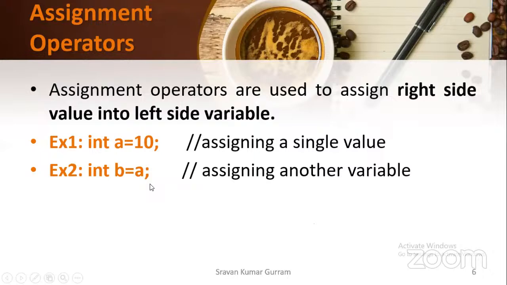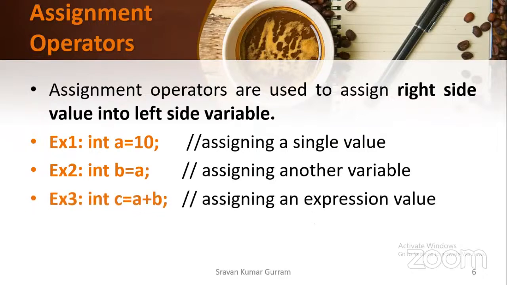And if you want to assign one variable's value to another variable, you can do that with the help of the assignment operator. See now, int b assignment A. The value available in the variable A will be assigned to the variable B. So we are assigning one variable's value to another variable. This is also a valid statement. Now see, we can assign some expression also. See, assignment A plus B. You can write one expression here. The expression will be evaluated at runtime and that final value will be assigned to the variable C of int type. So all these are valid statements.